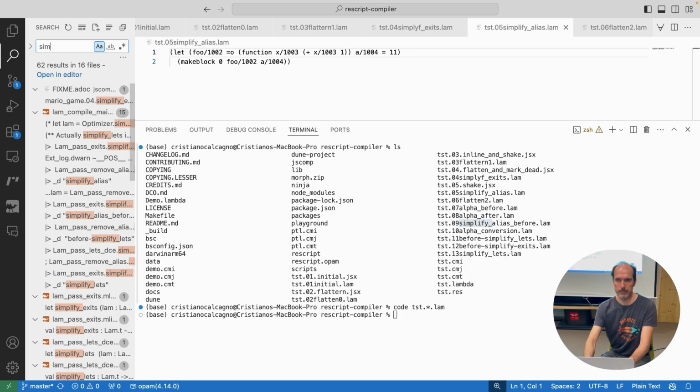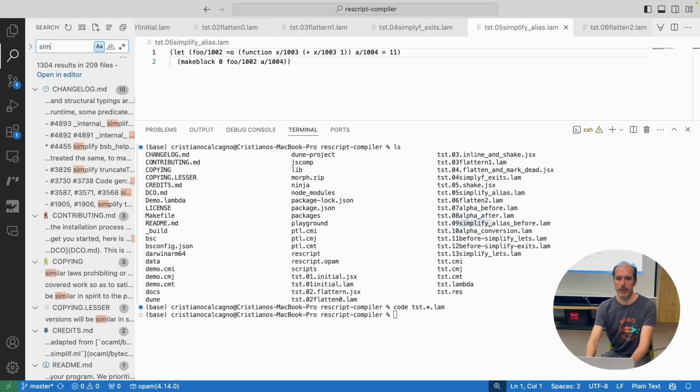How much of this is inherited from OCaml and how much is ReScript specific? So this is mostly inherited from OCaml, but modified. I think there are a few steps that have been added.